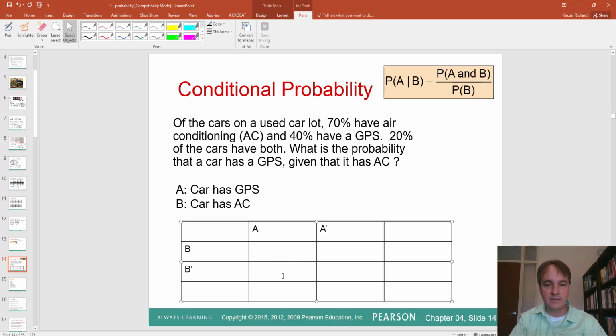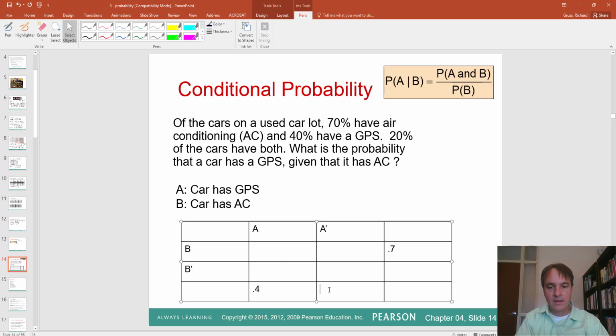So the total probability of A, regardless of B. So the probability of A in general is 0.4. Okay, and we have another marginal probability here, right? So we have 70% have air conditioning. So we know that this event B is that the car has air conditioning. So we know that its marginal probability over here is going to be 0.7.